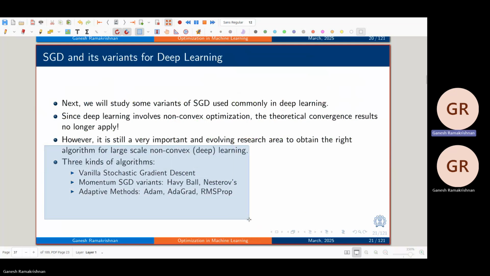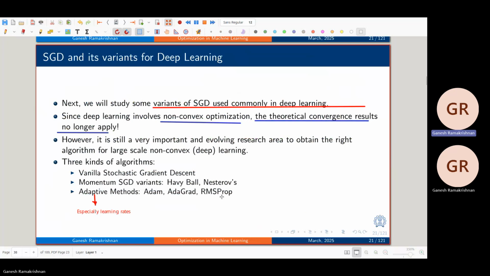Right. So now vanilla stochastic gradient descent and momentum variants are what we have done. Momentum variant descent and adaptive methods are what we will look at next. And when we say adaptive, these adaptive methods are going to look at adapting learning rates. So these are the ones that are very, very commonly used.